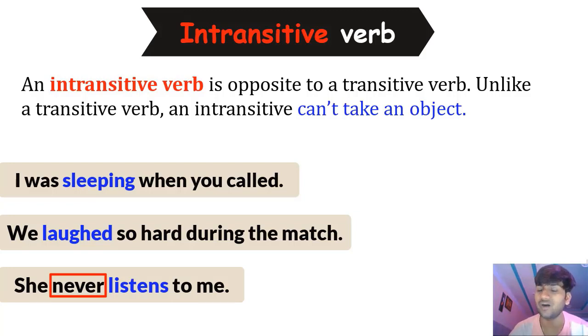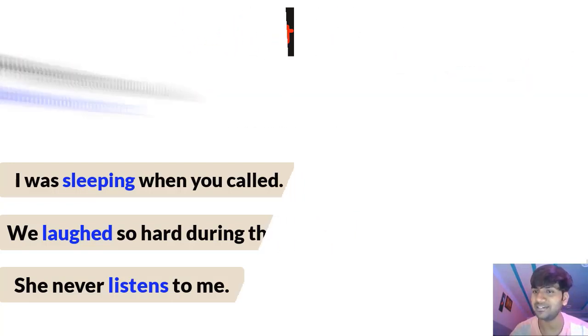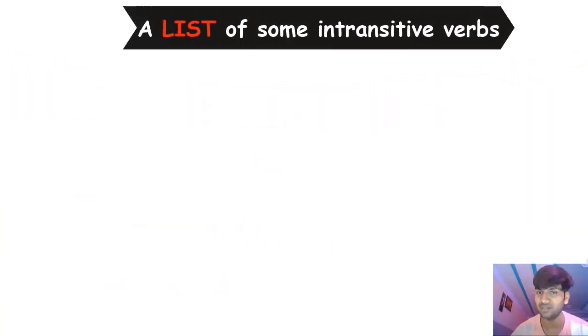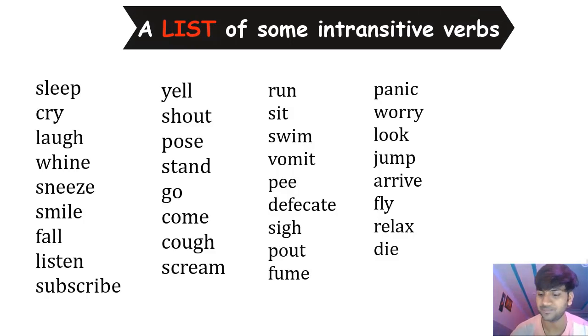So we have to use to after listen, and subscribe as well. Subscribe is also a common verb that is used incorrectly, right? People say subscribe my channel. You cannot do that. Subscribe to my channel. Okay, so this is how we use an intransitive verb. It cannot act upon something or somebody directly, right? Here's the list of some common intransitive verbs we have in English, right?